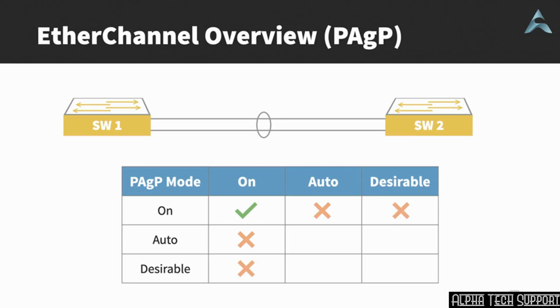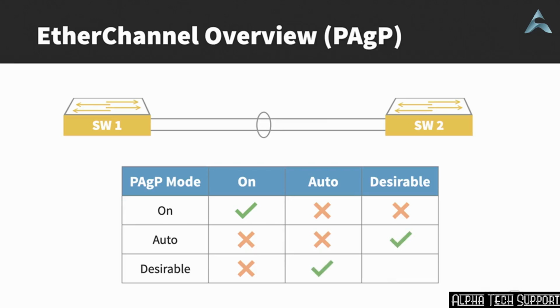Also, you cannot have both sides set to auto. Auto says I'm willing to become an EtherChannel, but I first have to receive a PAgP frame. I'm not going to suggest that we form an EtherChannel. And with both sides set to auto, even though both sides are willing, nobody initiates the formation of a channel and one is never formed.